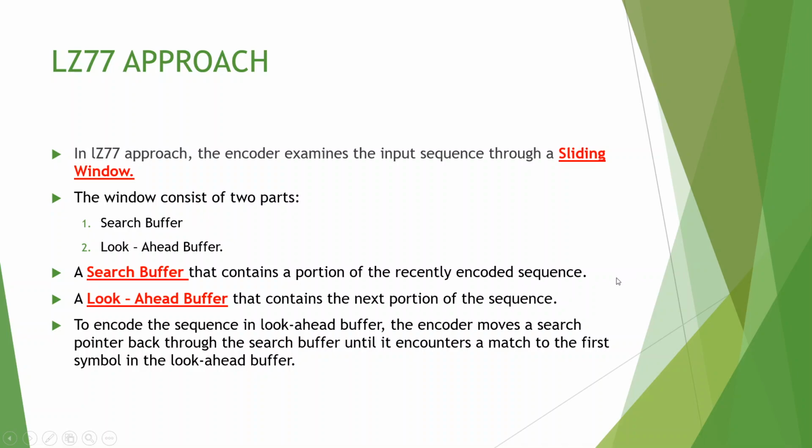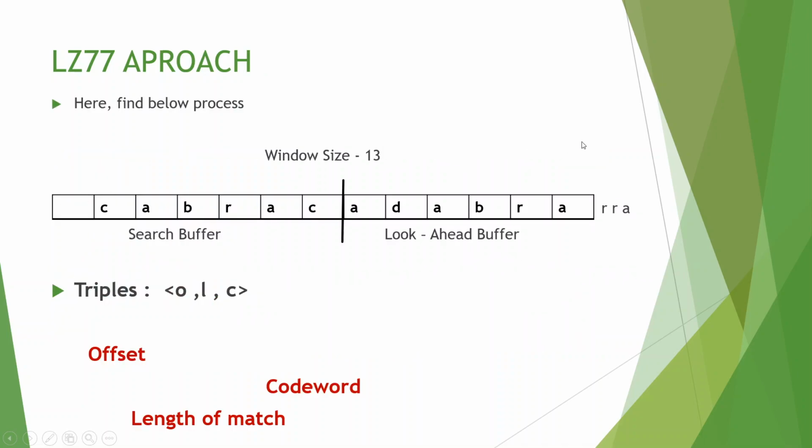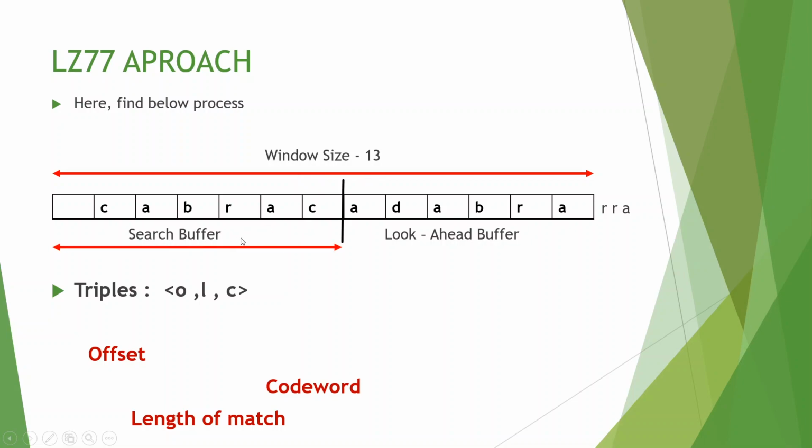Here this is our window size, and the window size is already given in our example. So this is our window size, this is our search buffer, and this is our look ahead buffer. In our example, the look ahead buffer size, window size, or search buffer size is already given. Now after encoding the match symbol from the look ahead buffer and storing it in the search buffer, we get a triple.